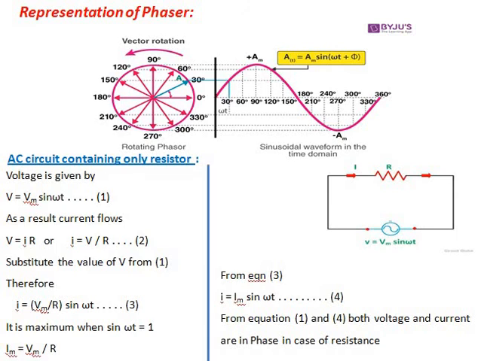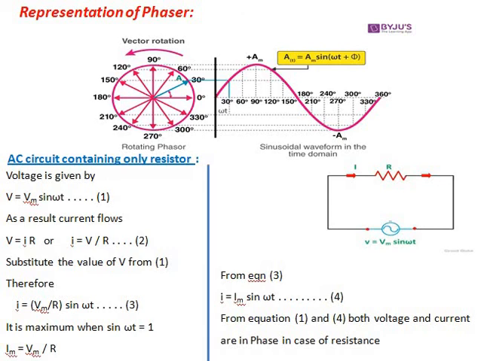In the last class, we discussed the phasor diagram as well as the J operator. By using the J operator, we are going to study the alternating current through the LCR series circuit as well as the parallel circuit. So therefore, let us study the AC circuit containing only a resistor. When an AC current is passed through the circuit containing only a resistor, you can see here.